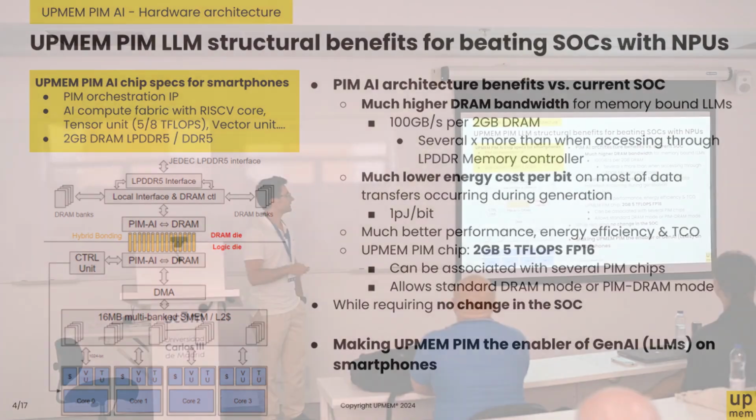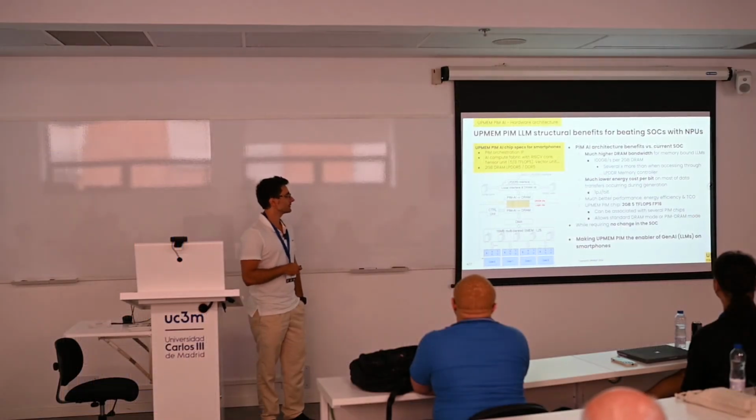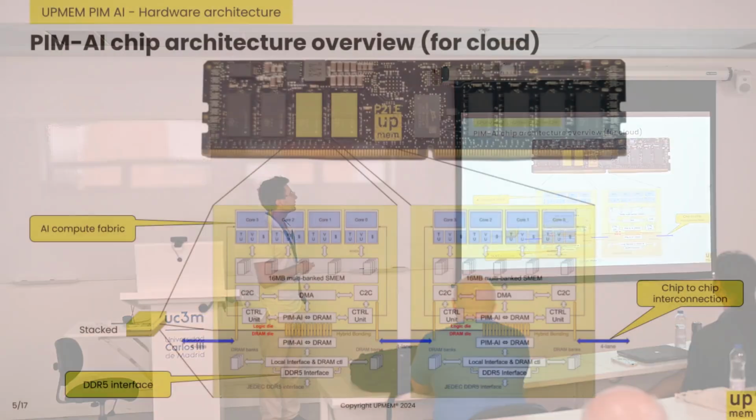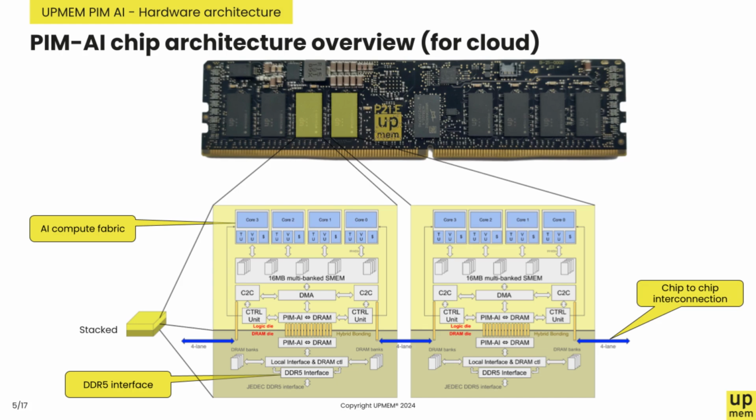So we think that the ABUMPIMP PIM is the enabler of generative AI, mostly LLMs, on smartphones. For cloud, as said, we will put together 16 of these chips in a DIMM with the chip interconnect. This will allow us to exchange data between chips within the same DIMM.